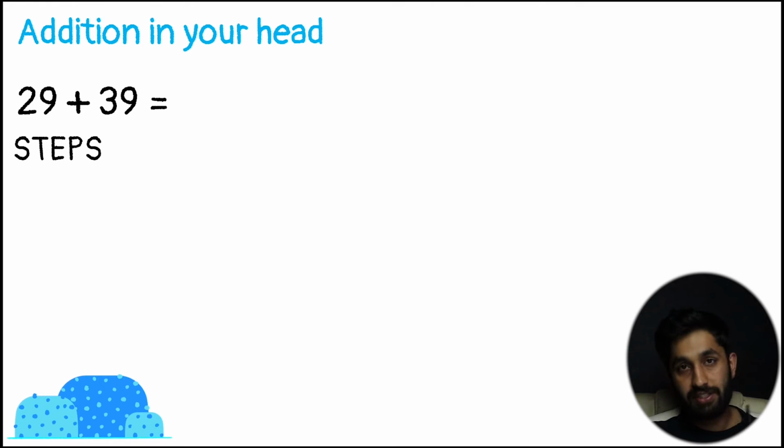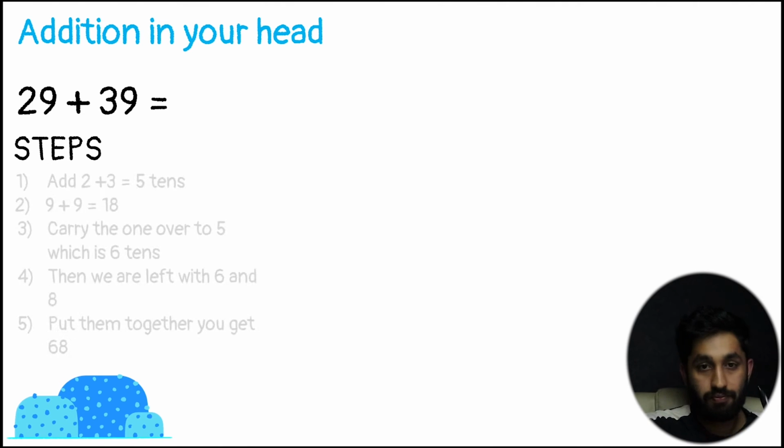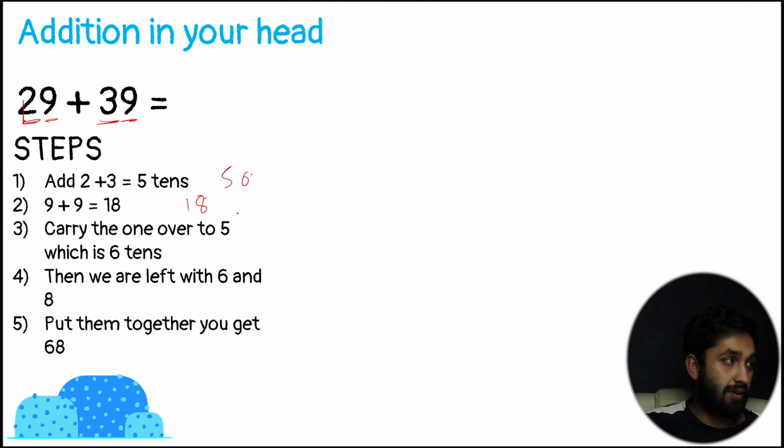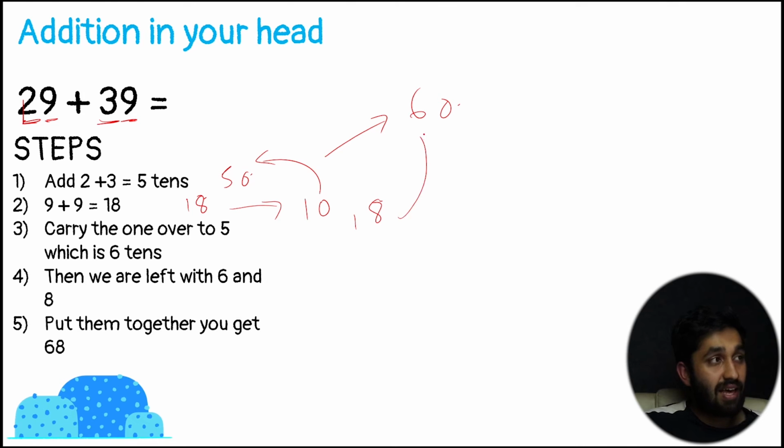Okay, so 29 plus 39. Now, this one should be relatively simple. You can do this two ways. Number one, you can add the tens, so 2 plus 3, which is 5, so 5 tens, which is 50, and then 9 plus 9, adding up the units, which gives you 18, and then you do 50 plus 18. If that's an issue, then you just split it up into 10 and 8, add the 10 to 50 to give you 60, then 60 plus the 8 gives you 68.